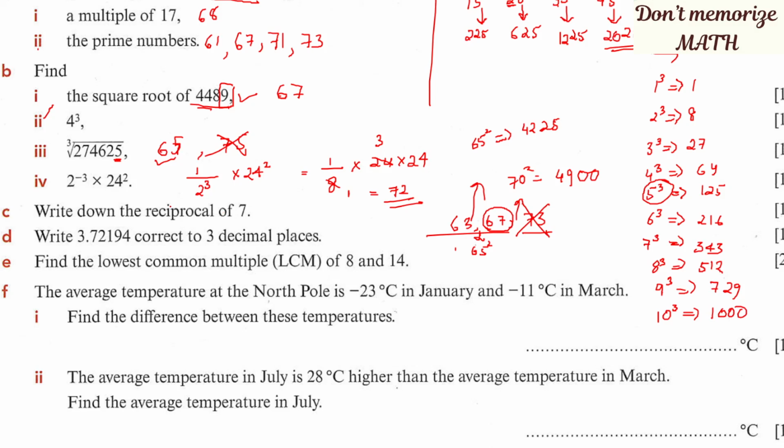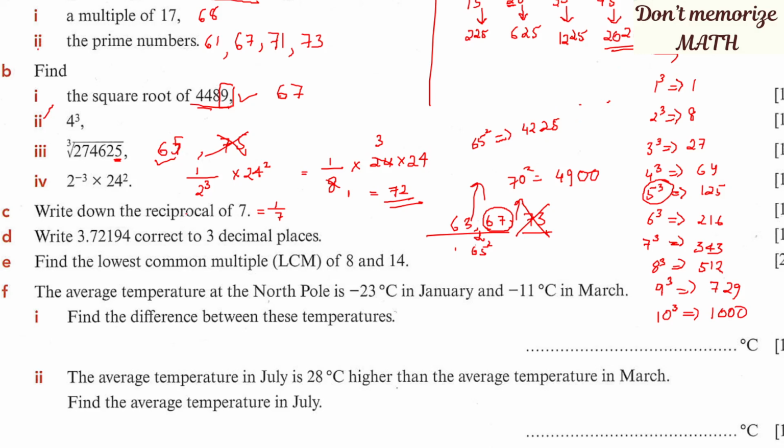Then write down the reciprocal of 7. So reciprocal of 7 is 1 over 7. Reciprocal of 5 is 1 over 5. Reciprocal of 2 over 5 is 5 over 2. Just reciprocate.